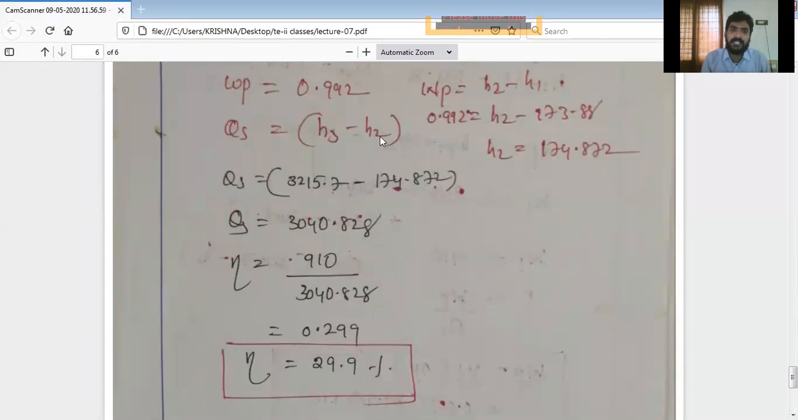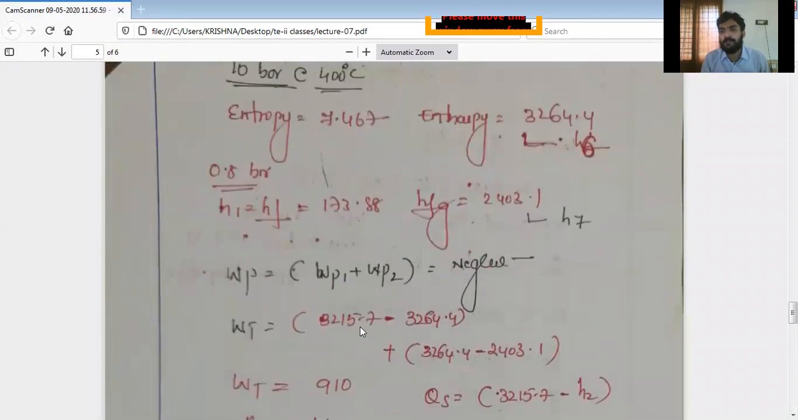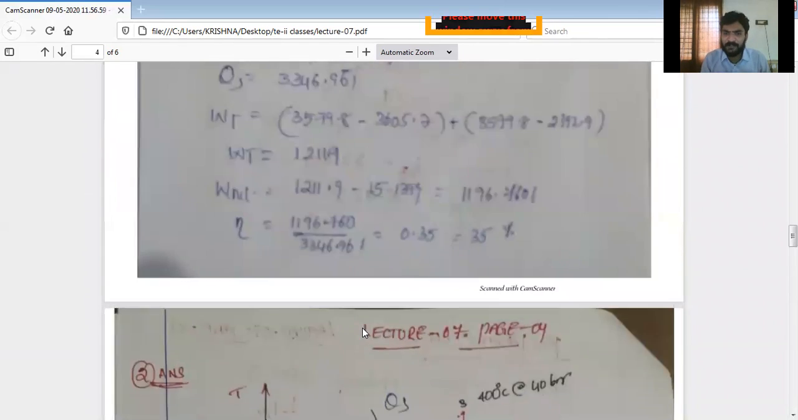So heat supplied is H3 minus H2. I substitute those values in this equation. Heat supplied I got 3040. Then efficiency is turbine work divided by heat supplied. The turbine work is 910 and heat supplied is 3040. So that efficiency is 29%, approximately 30% efficiency.